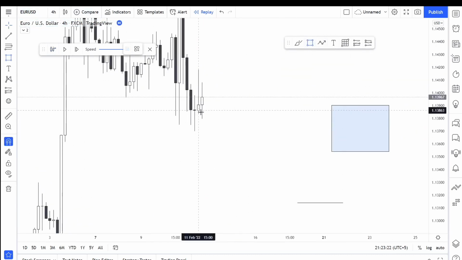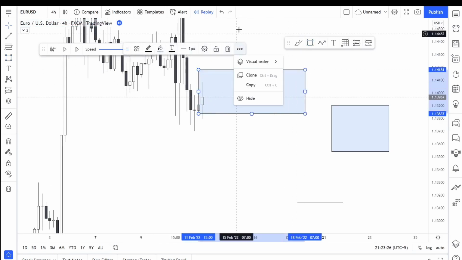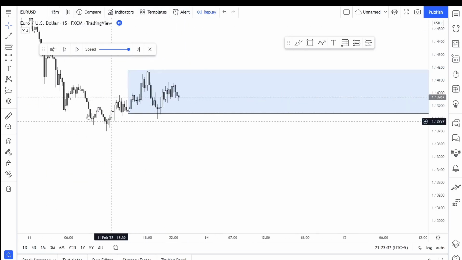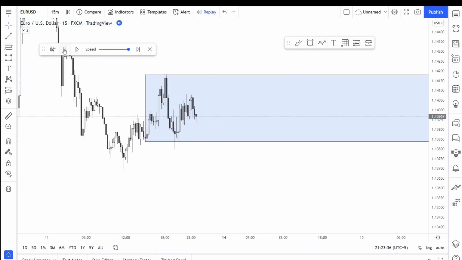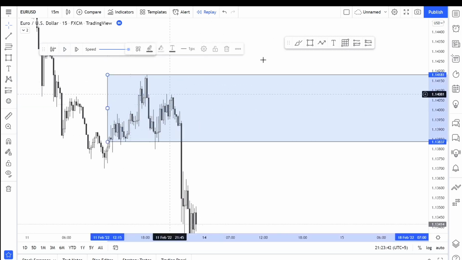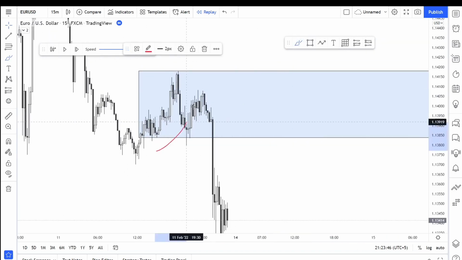Let me draw it. For example, over here we can define this as our point of interest, and going to, for example, the 15 minute time frame. Guys, as you can see, it fell down, but this whole range is considered to be our order block.